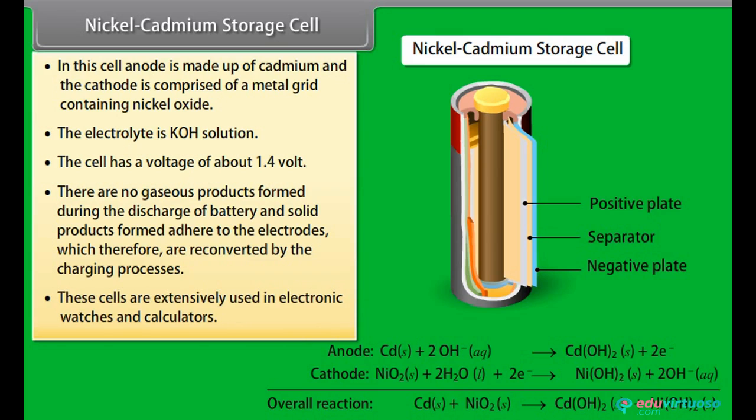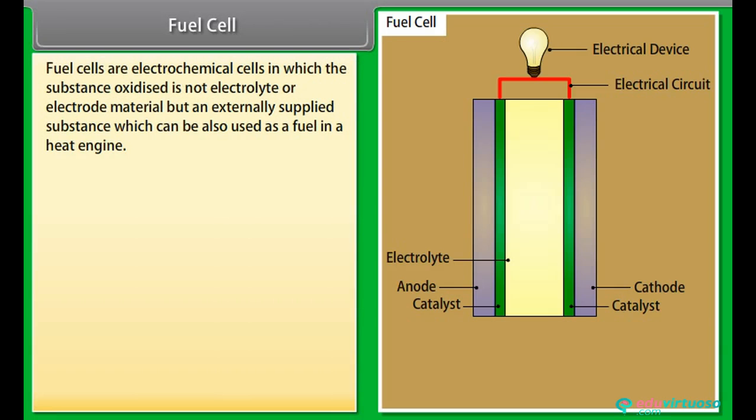These cells are extensively used in electronic watches and calculators. Fuel cell. Fuel cells are electrochemical cells in which the substance oxidized is not electrolyte or electrode material, but an externally supplied substance, which can also be used as a fuel in a heat engine.